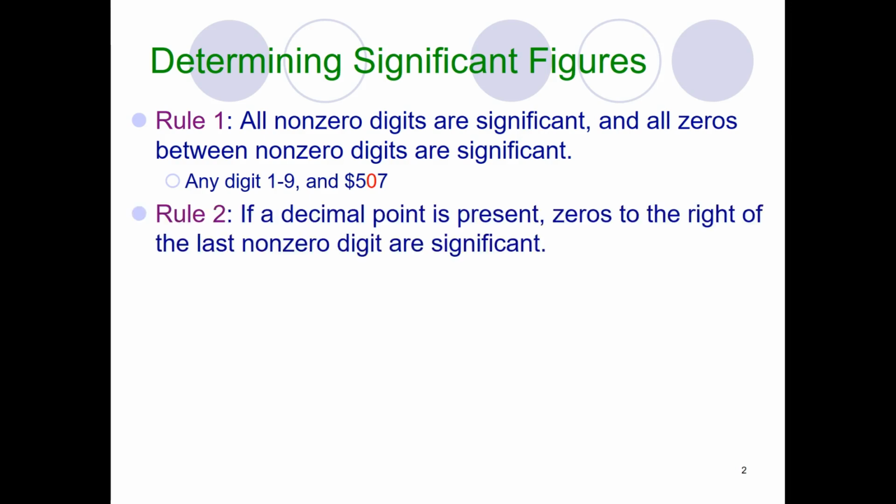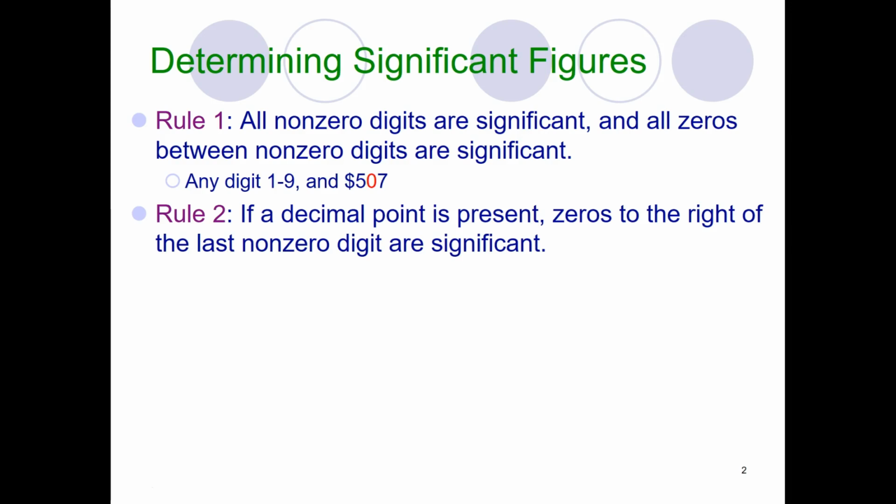Rule 2. If a decimal point is present, zeros to the right of the last non-zero digit are significant. Okay, I know these sound crazy, but let's break it down. It's fine. A decimal point. When you write down a number, if you see a period, it looks just like a period, but it's called a decimal point when we're looking at it in a measurement. If you can see that decimal point, that period, if it's visible to your eyeballs when you look at the number, okay, then we can follow this rule.